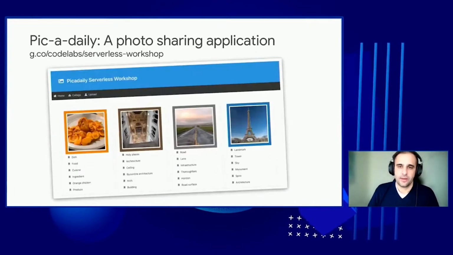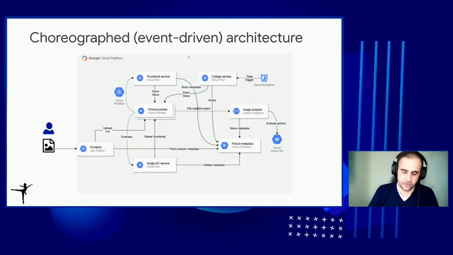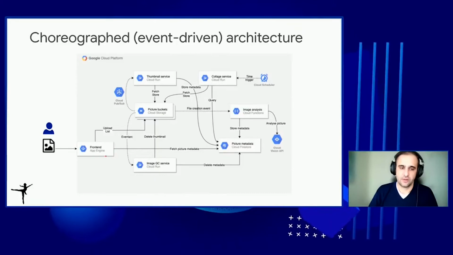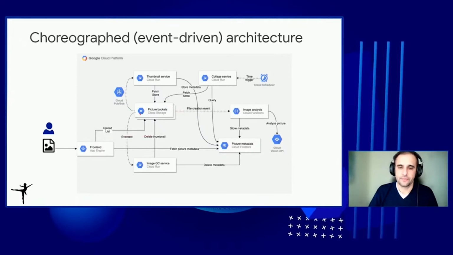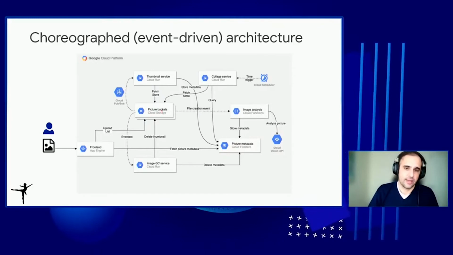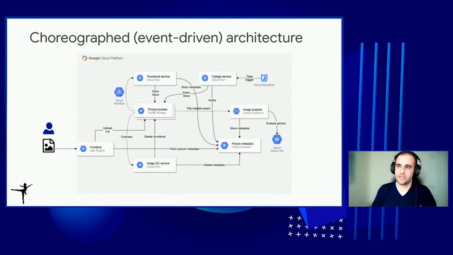And the way we built this initially was this way. So this was the initial architecture, event-driven choreography architecture. Now in this architecture, we have a front end on App Engine. Users upload the picture. This goes to a cloud storage bucket. Cloud storage is a service to save any kind of files. Then, once the image goes to this bucket, it fires off a number of different event types.